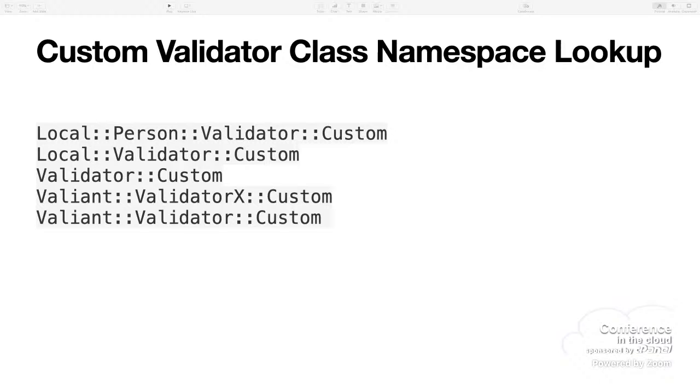After that, we look in two more. One is the Valiant Validator X namespace, which is reserved for people who want to share validations on CPAN. And then there's the Valiant Validator namespace, which is reserved for validations which ship with Valiant.